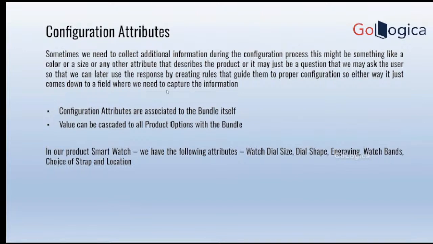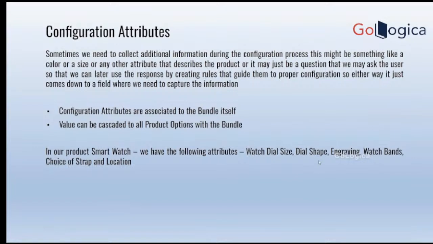So what it says is, when we are creating configuration attributes, they are associated with the bundle itself and can be cascaded to the product options as well. For the smartwatch product which we are seeing, there are a couple of related attributes. I have differentiated based on inches: 1 inch, 2 inch, 3 inch, and so on.